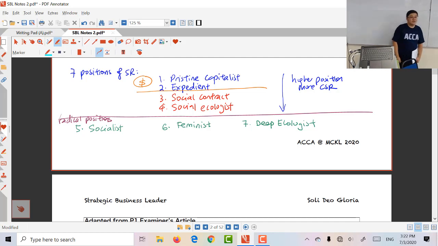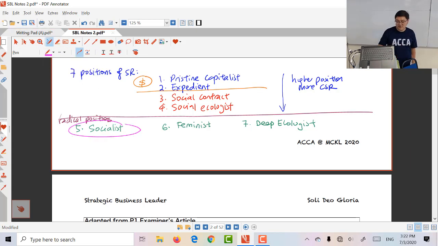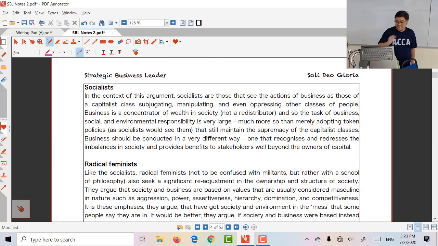And we're going to go to the three extreme positions. Let's look at socialist. All right, now guys, socialist is not arguing about the degree of social responsibility. Socialists argue the point of view that a business is more of a capitalist. What's the difference? Socialist is like everybody is equal and everybody is the owner, correct?